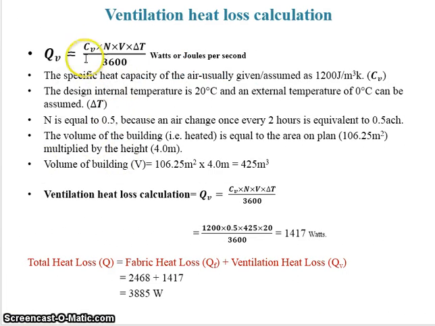These are the assumptions and the rules for how to take the specific heat capacity, what delta T is, and what N is, which you can directly take as 0.5. And what is the volume of the building? Volume of the building means area multiplied by height. This is the volume of the building. If you solve this, you will get this ventilation heat loss QV.